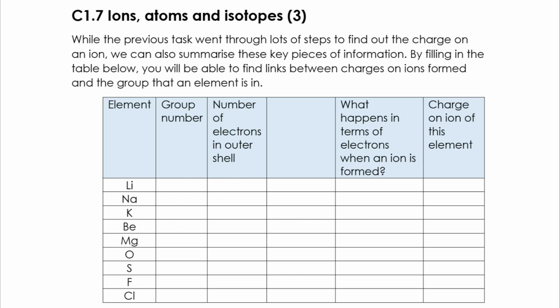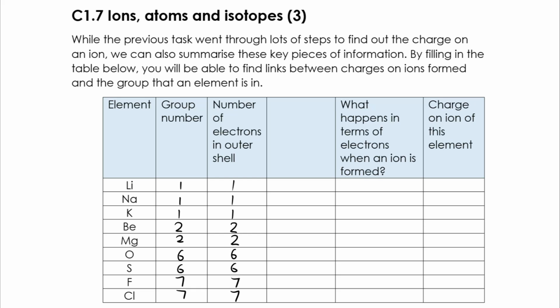For the next task, have a go at completing this table. So from the periodic table, let's look at the group numbers, and I can put those in. Lithium, sodium, potassium are all in group 1. Beryllium and magnesium are in group 2, oxygen and sulfur are in group 6, and fluorine and chlorine are in group 7. Now, what else can we take from there? Well, if we look at their electron configurations, and we'll build on this later, group 1 have got 1 electron in their outer shell, group 2 have 2, group 6 have 6, group 7 have 7. From this, you can probably work out group 4 have 4, group 5 have 5.